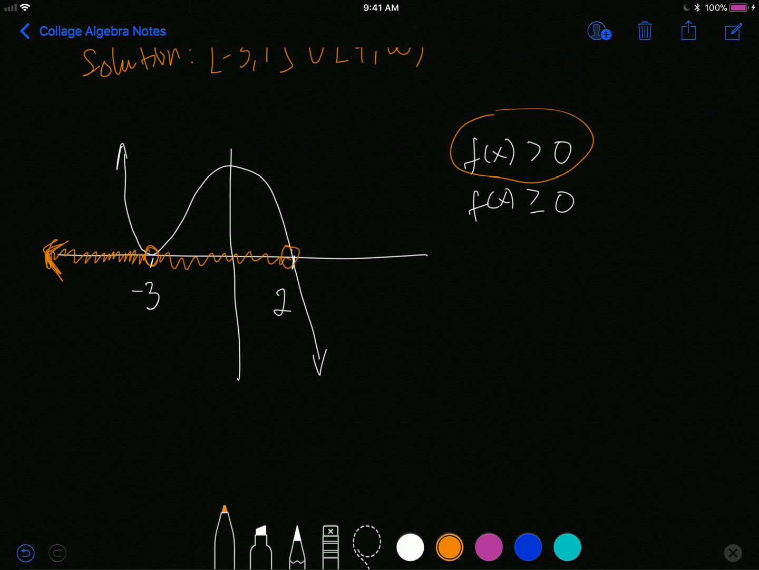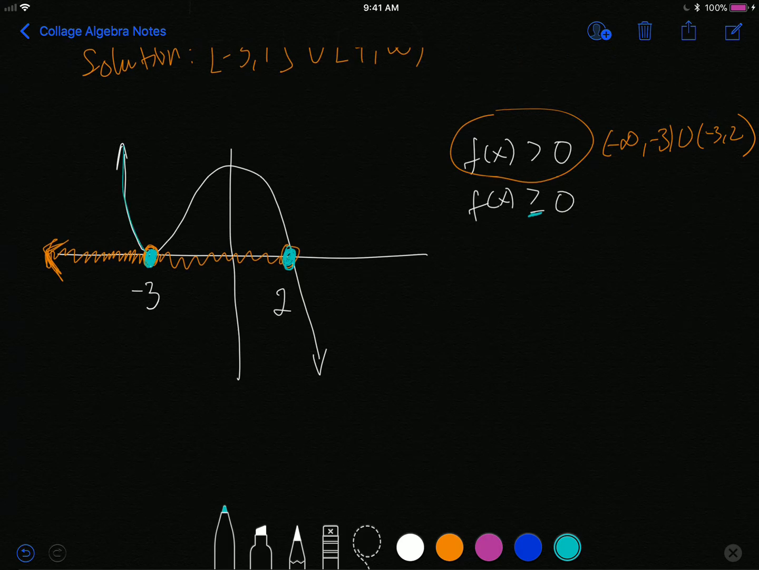And so my solution would be, for this question right here, -infinity to -3 union -3 to 2. There's a break at -3 because of the open circle. On the other hand, when I am solving the equation with the equal to, the graph looks essentially the same. The difference is I will now have a closed circle here and a closed circle right here, because it's allowable for us to be on the x-axis, to be equal to the x-axis.